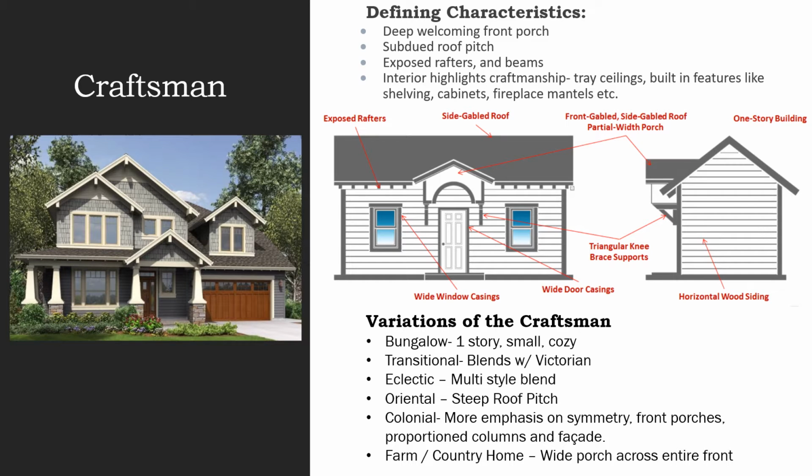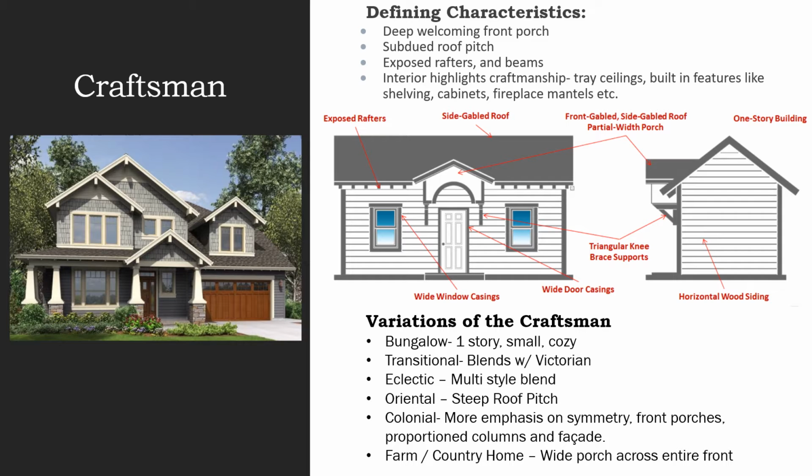So first, my personal favorite is Craftsman. The defining characteristics of a Craftsman are a deep, welcoming front porch, a subdued roof pitch, so not too steep, exposed rafters and beams, those are those boards that you see extending just beyond the roof. And then the interior usually highlights craftsmanship, things like tray ceilings, built-in features like shelving and cabinets in living rooms and things, fireplaces and mantles.